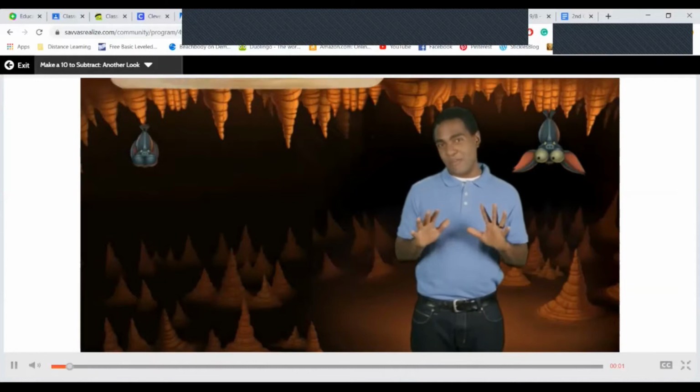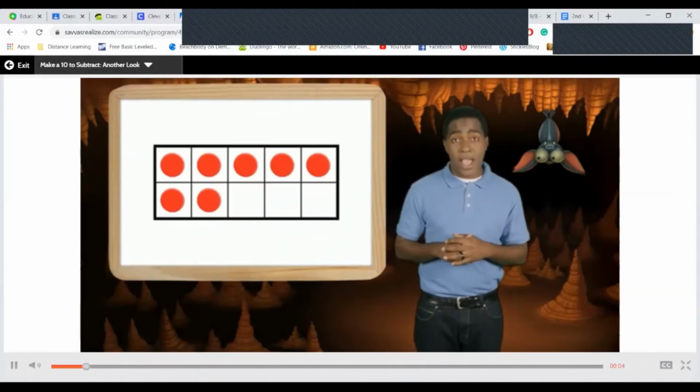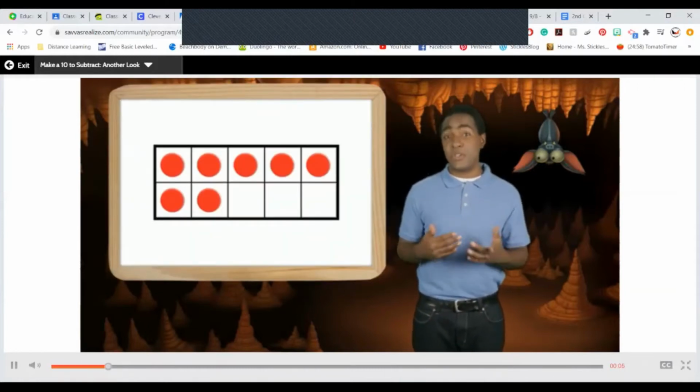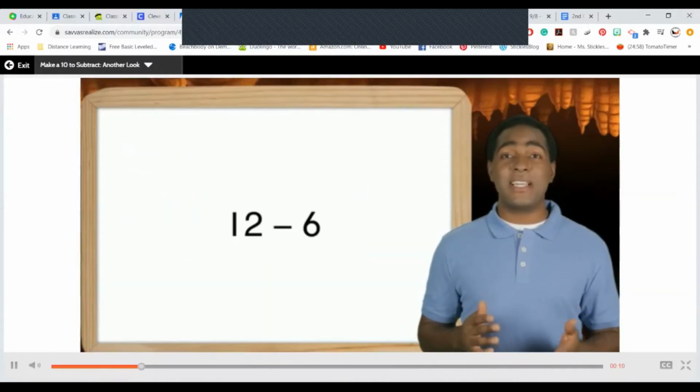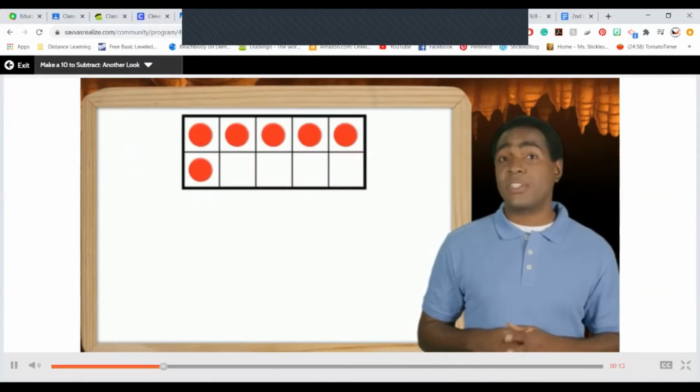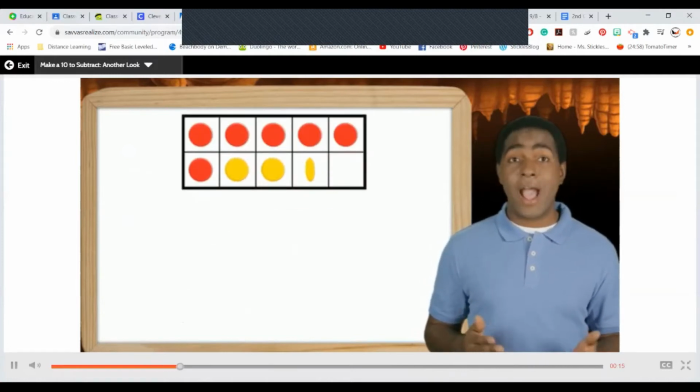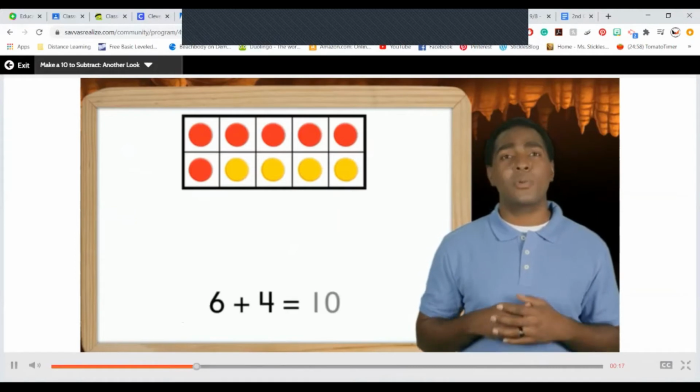Let's talk about 10 frames. You already know they can help you add, but did you know they can help you subtract too? It's true. Let me show you. Let's find 12 minus 6 using 10 frames. If I start with 6 counters and then add 4, I get 10. 6 plus 4 equals 10.